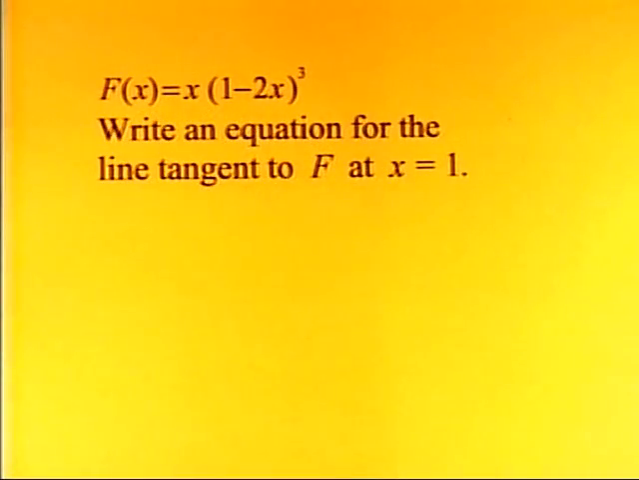Hey, what type of problem do you want? Pretty medium or an easy one. A pretty medium, there are no easy ones. Hey, let's do this one here. If f of x equals x times the square root of (1 minus 2x) cubed, write an equation for the line tangent to f at x equals 1.